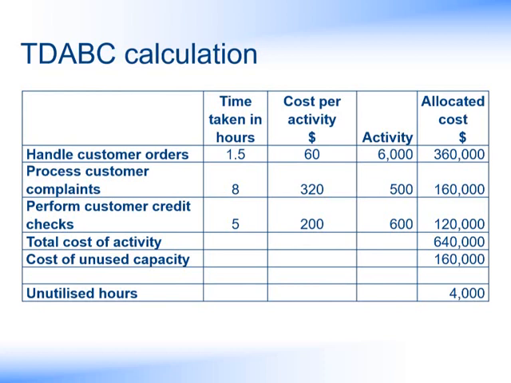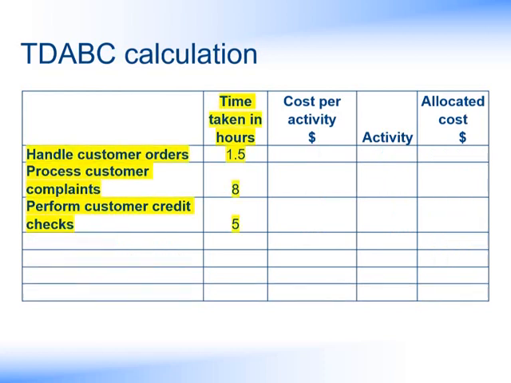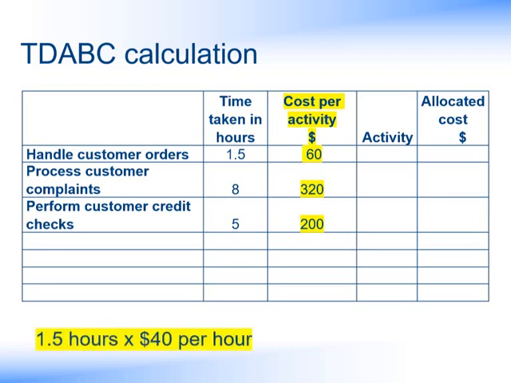Now we can apply our time-driven activity-based costing. So the first step is to take our time taken in hours. We can then calculate the cost per activity. If we take customer orders as an example, we can see that it takes 1.5 hours, our hourly rate was $40 per hour, so the cost of the activity is $60. Similarly, for customer complaints, 8 hours at $40 means dealing with a customer complaint costs us $320, and $200 to perform the customer credit check.